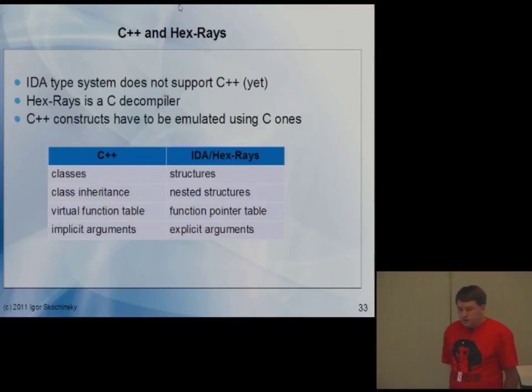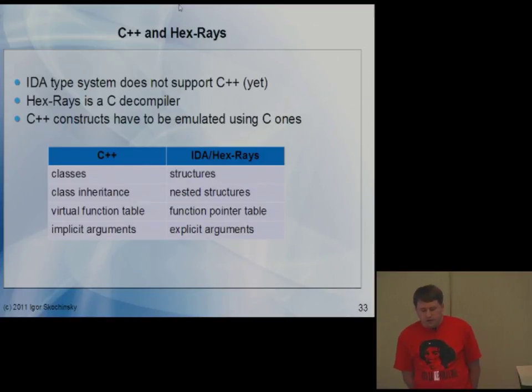So this was how C++ works, and now how do we deal with it in IDA? In IDA, we have a sort of type system, but it does not support C++ yet. So you don't have inheritance, you don't have virtual functions, you have only basic C structures, that's about it. The Hex-Rays decompiler also does not support C++ specific stuff yet. It supports only C. So we have to emulate C++ constructs using C.